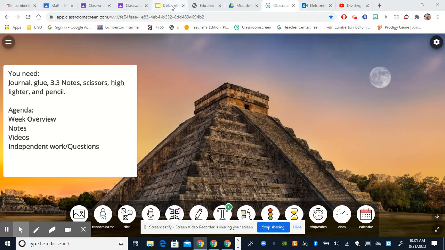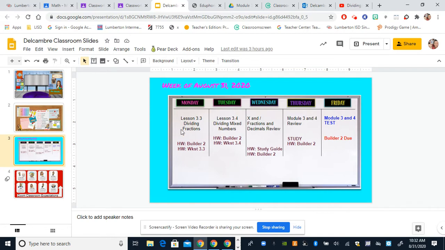So, quick review of the week. We're going to be going over dividing fractions today. Tomorrow, we're dividing mixed numbers. Wednesday, we're going to do a review on fractions and decimals, multiplying and dividing them. You'll be given your study guide on Wednesday. Thursday, we'll do our review on modules 3 and 4. You'll study, and you'll have your test on Friday. It will be an Eduphoria test, and you will have to go through your portal to access that.